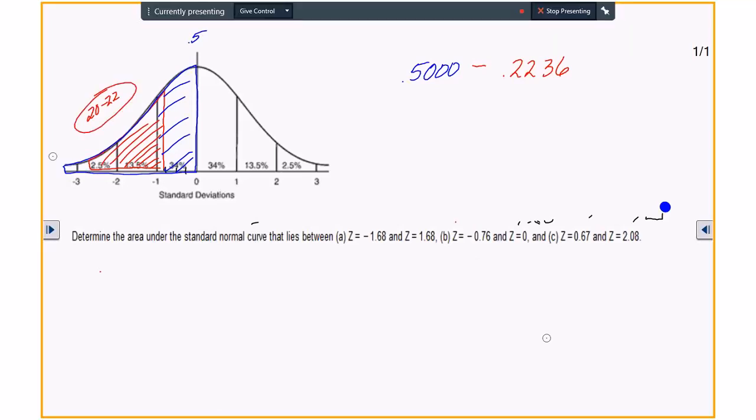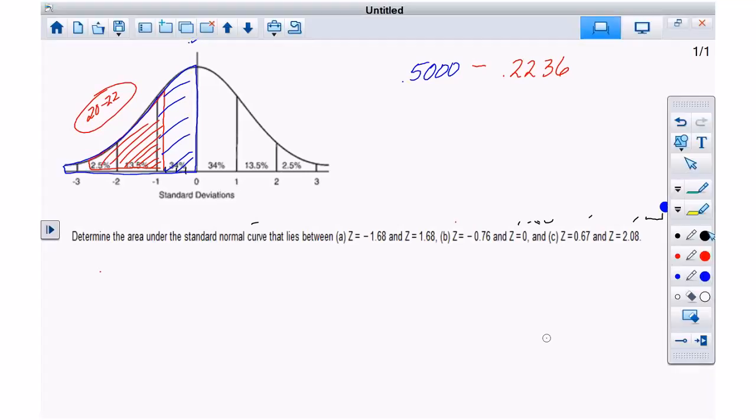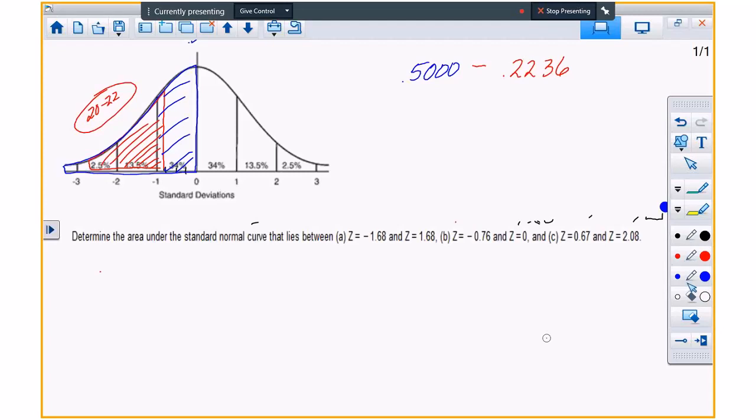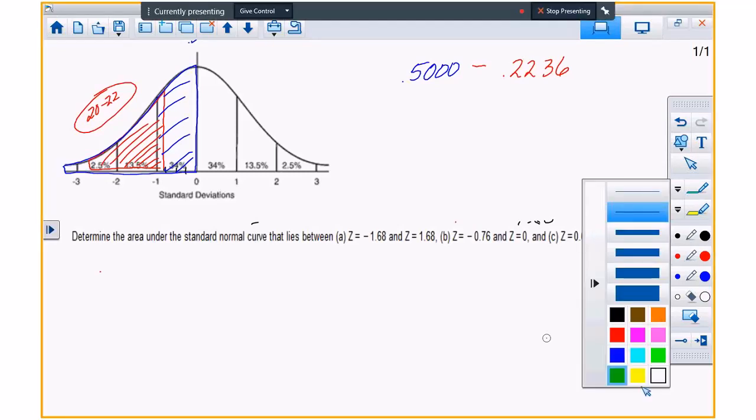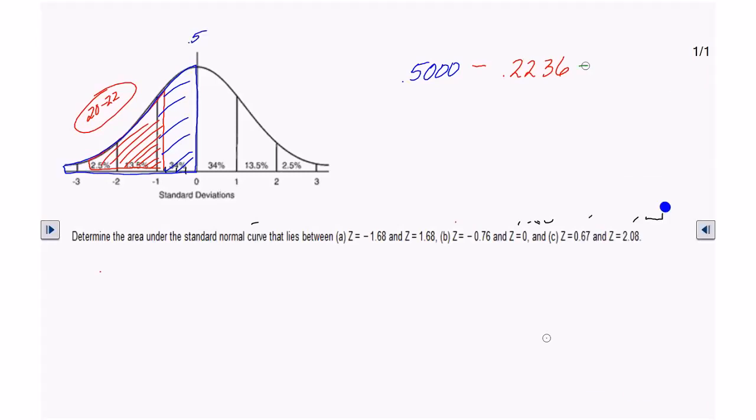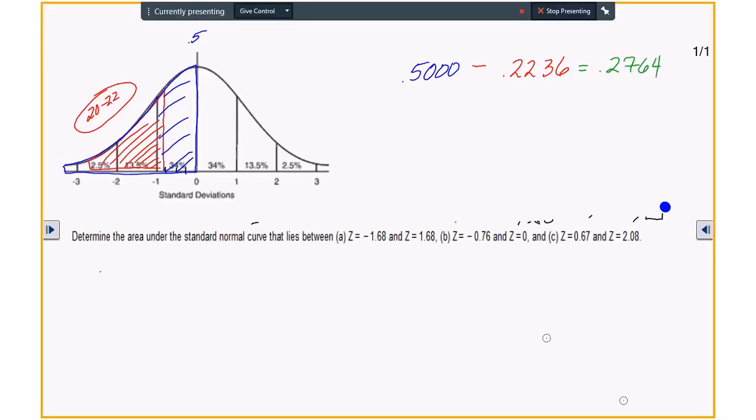And somebody subtract that. 50 cent minus 22 cent is like what? 27 cent? So what is it? 0.2764. Thank you. Now take your handy dandy calculators and do second bars.